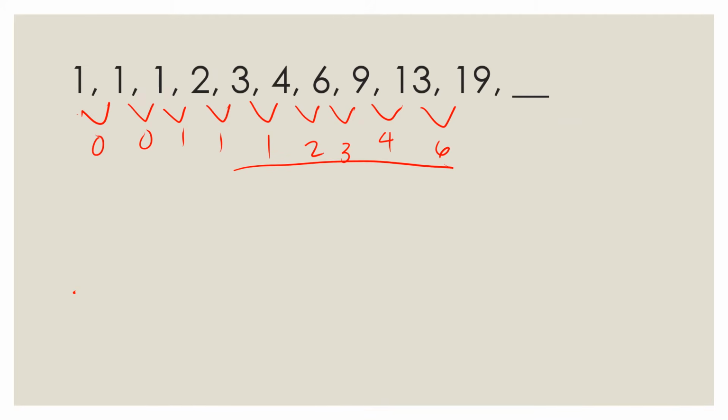Okay, so let's try doing the difference. If we do difference, then we get 0, 0, that's 1, that's 1, that's 1, that's 2, 3, that's 4, that's 6. Oh, okay, these are the same numbers that we have in here. So the next difference should be 9. So we should get 19 plus 9, that is 28.